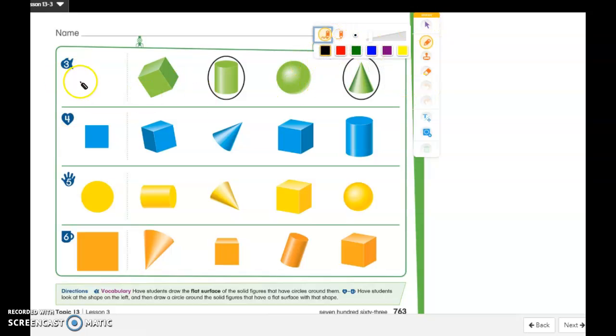I'll stay with black. Okay. Did you say they both have a circle? You would be right.